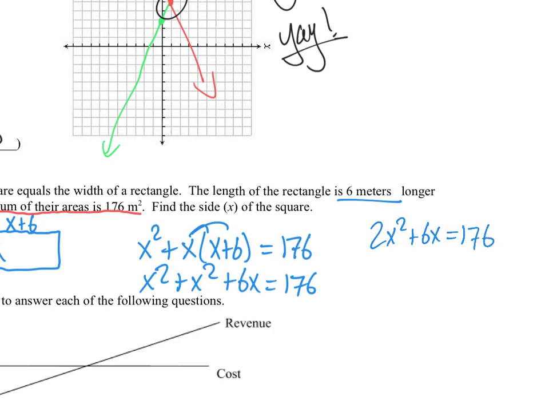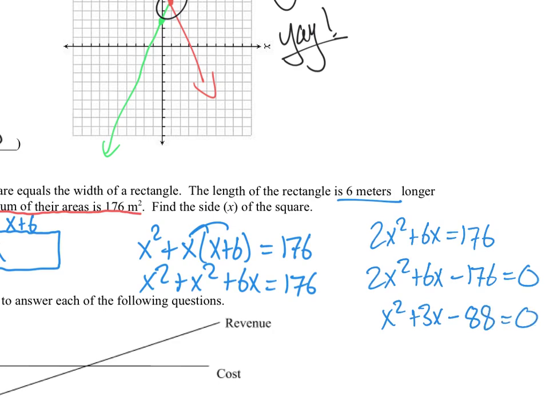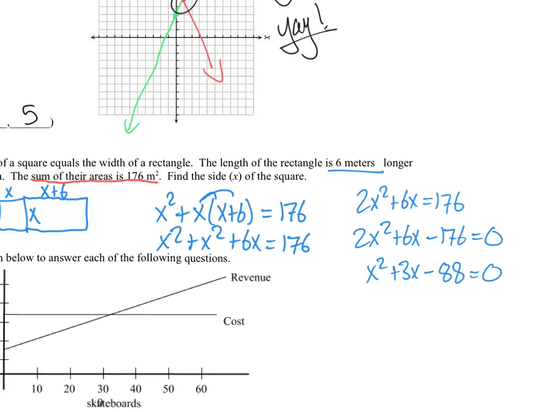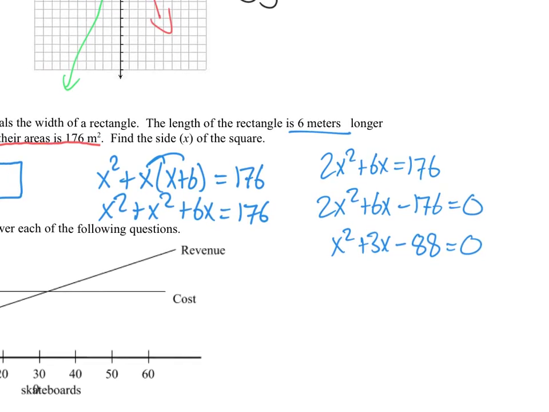Then I can solve this just like any other quadratic we've ever done, right? So I'm going to bring that over here. Then I can factor. First I'm going to take out a 2 before I factor these, just to simplify. So I'm going to divide everything by 2. So I'm going to have x squared plus 3x minus 88, and then factors of 88 that will add to be positive 3.